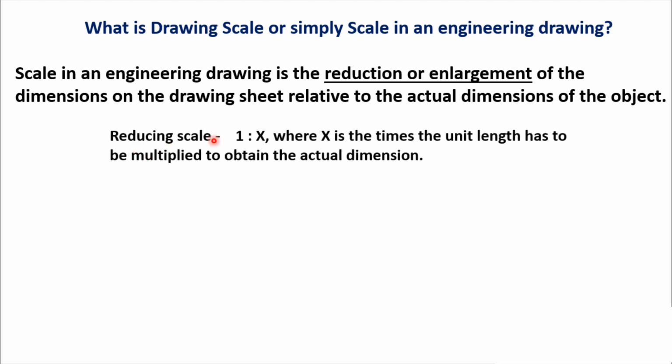So, for reducing scale, that means when the object is very large and we are trying to fit everything within one drawing sheet, then the reducing scale is represented by this 1:x, where x is the times the unit length has to be multiplied to obtain the actual dimension. So whatever unit length we have on the drawing sheet, we multiply by a number which is x here, and then we get the actual dimension.